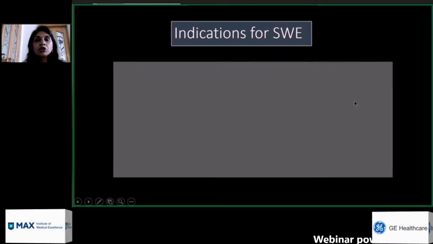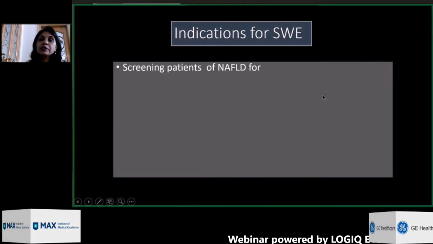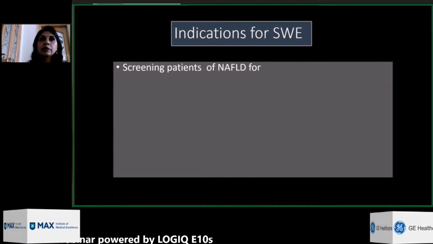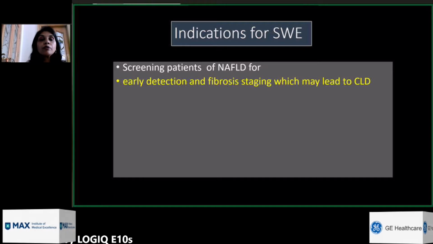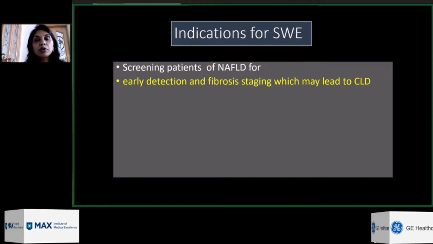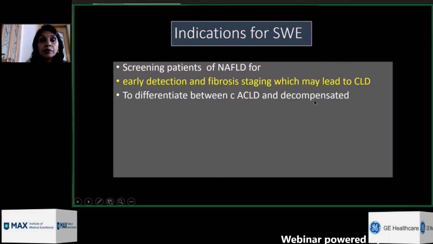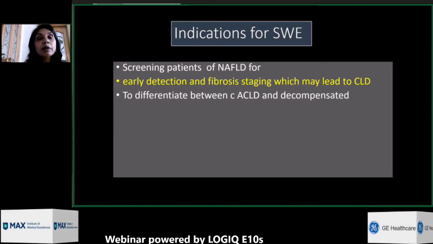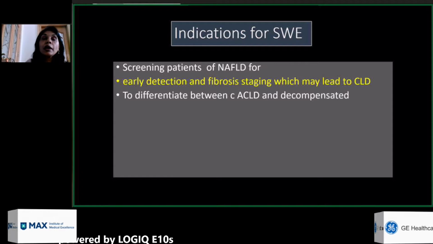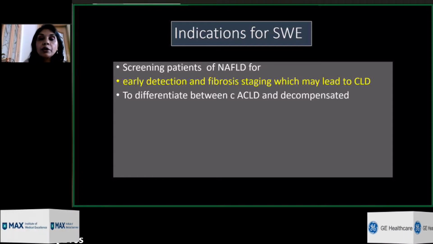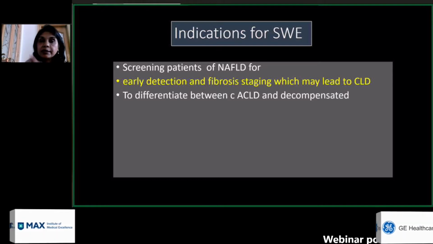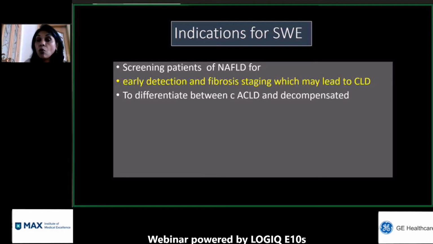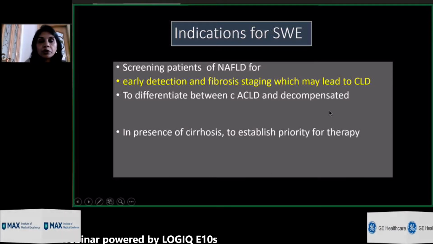So, the indications of shear wave elastography: these are to screen patients for non-alcoholic fatty liver disease, which comes up in our routine ultrasound exam of the whole abdomen. What is it for? For early detection and fibrosis staging, which may lead to chronic liver disease or cirrhosis. Then, of course, a difference has to be created between compensated advanced chronic liver disease, a concept which is coming in very strongly, where the patient is asymptomatic but still harboring all the signs of chronic liver disease but is compensated, or a decompensated one, which we can do with shear wave elastography.